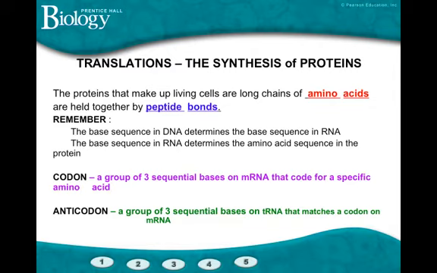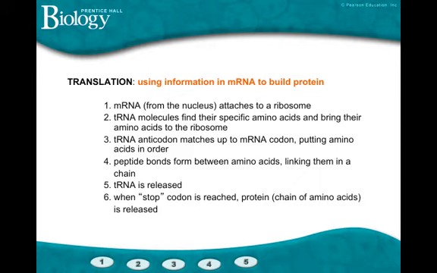The anticodon is a group of 3 sequential bases on the transfer RNA that actually matches the codon on the messenger RNA. They would be considered complementary RNA pairs. So how does this work?